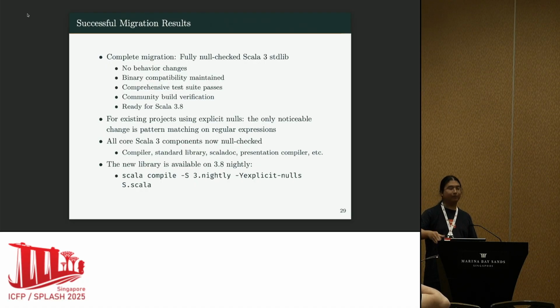For the existing projects using Explicit-nulls, the only noticeable change is in pattern match with regular expressions, because we do update the types such that it will actually tell you the result should be a nullable string. And I'm proud to say that all the core components of Scala 3 have been fully null checked, including the compiler, the standard library, the Scaladoc, and the presentation compilers, etc.